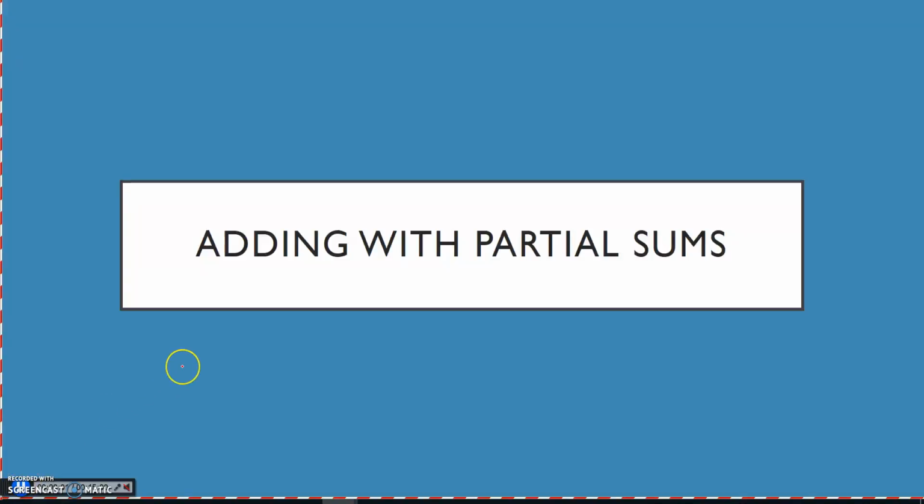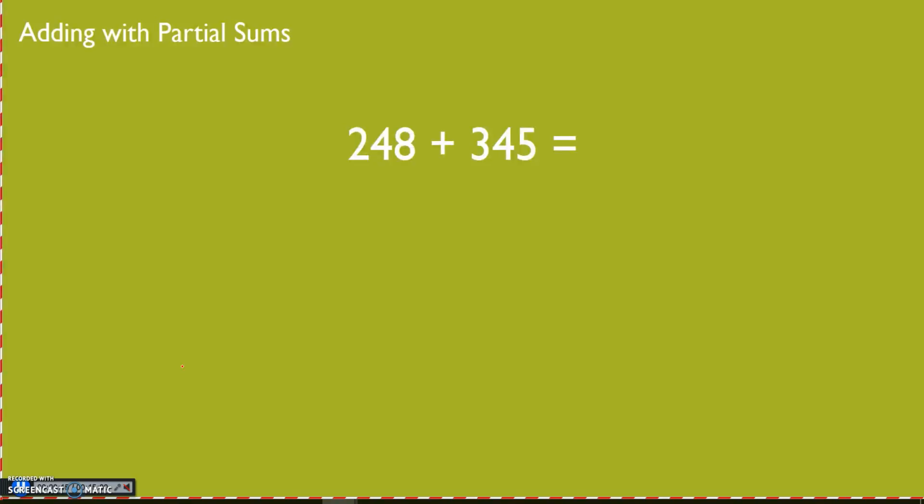Right, today we are going to work on adding with partial sums. So that means we're going to be taking the sums, which is the answer to our addition problem, and breaking it apart into different pieces. So we're just going to dive right in. We're starting with 248 plus 345.